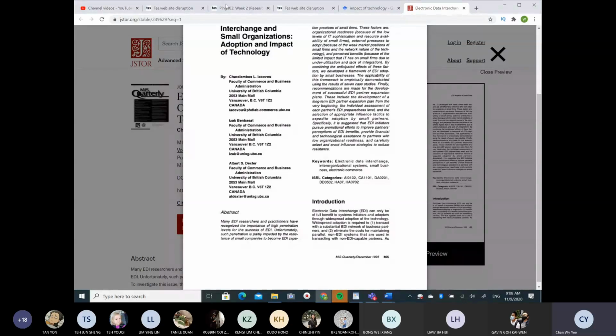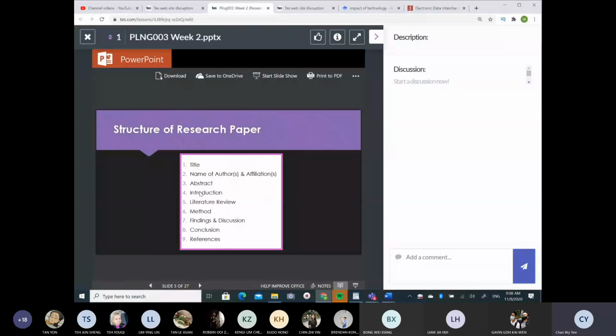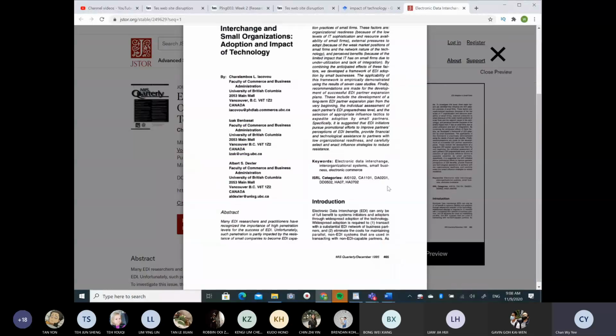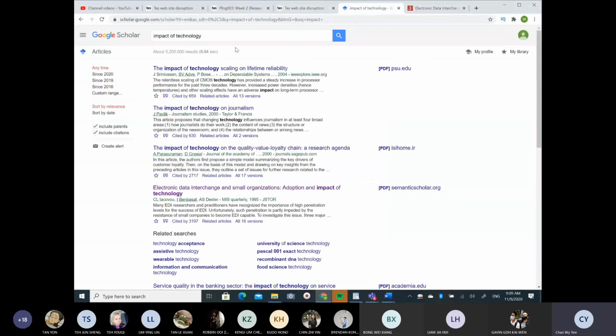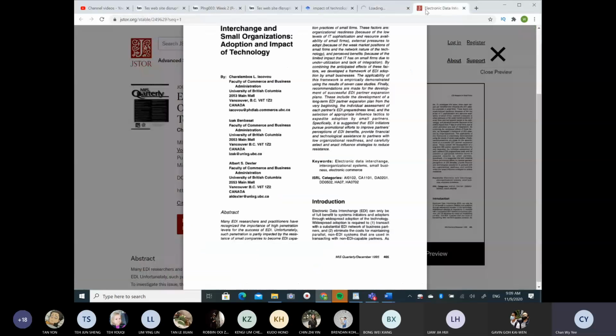After abstract you will see introduction. Can you see after that is introduction? After introduction you will see literature review. Sometimes you might see literature review, sometimes you might not, so it depends on the article as well.